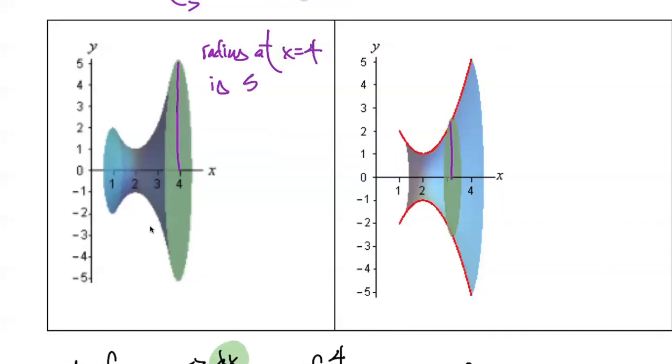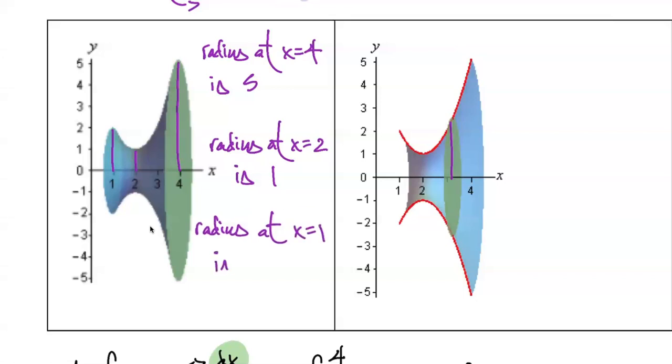What would you say the radius at 2 is? Yeah, I would say maybe about 1. Okay, what about the radius at x equals 1? Yeah, somewhere about 2.